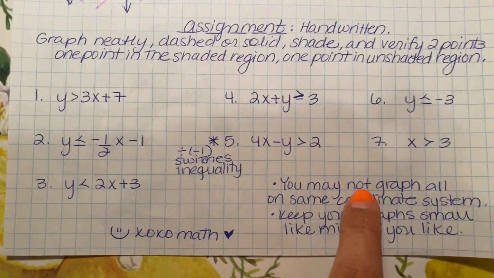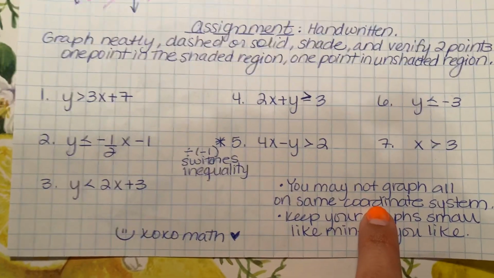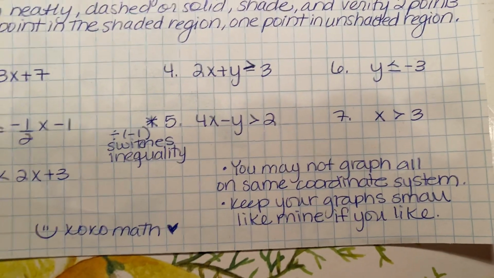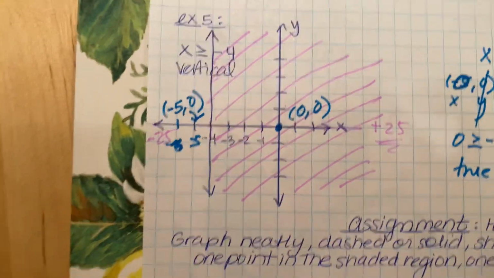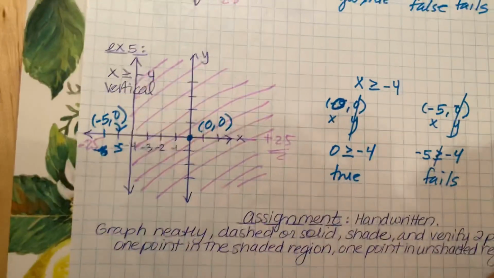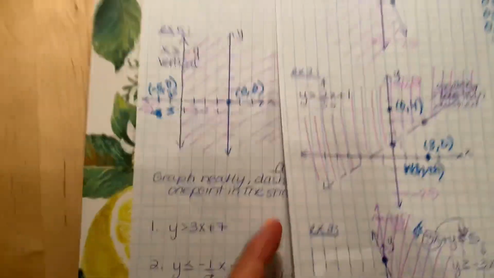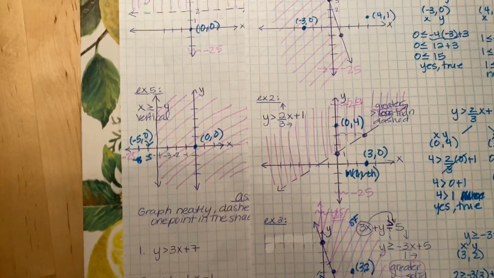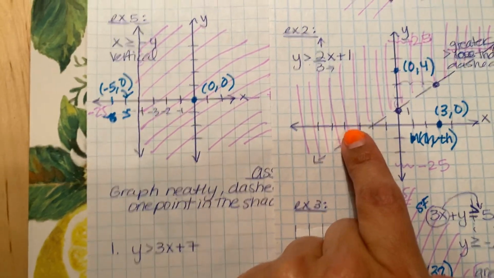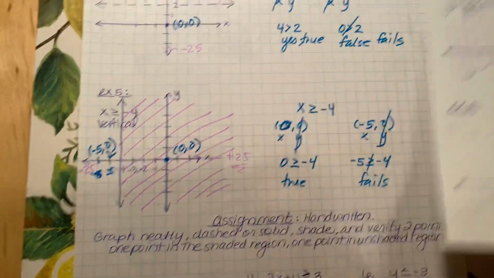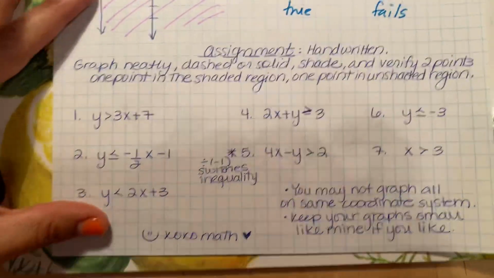Do not graph all of these on the same coordinate system. You won't get any credit for that. Just like here, I put each one on a separate little coordinate system. Keep your graph small if you want. You don't have to make them massive. And remember, I'm incrementing by ones here. If you want to put them all on one sheet of paper, you can go by 2, 4, well, -2, -4, -6, -8. You can do that. It is accurate as long as you are consistent.